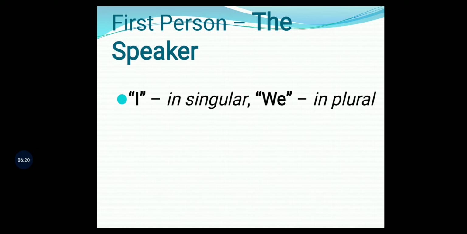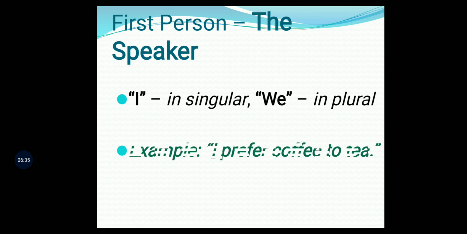So next, let's look at the first person. As I said, this is the speaker, this is you. If you're talking, it's you or myself. In the singular form it is referred to as I, and in the plural form it would be referred to as we. That is a collection of people, and you're the speaker here, so you refer to it as we. So for instance, I prefer coffee to tea. In this case, you see I is the first person who is the speaker.